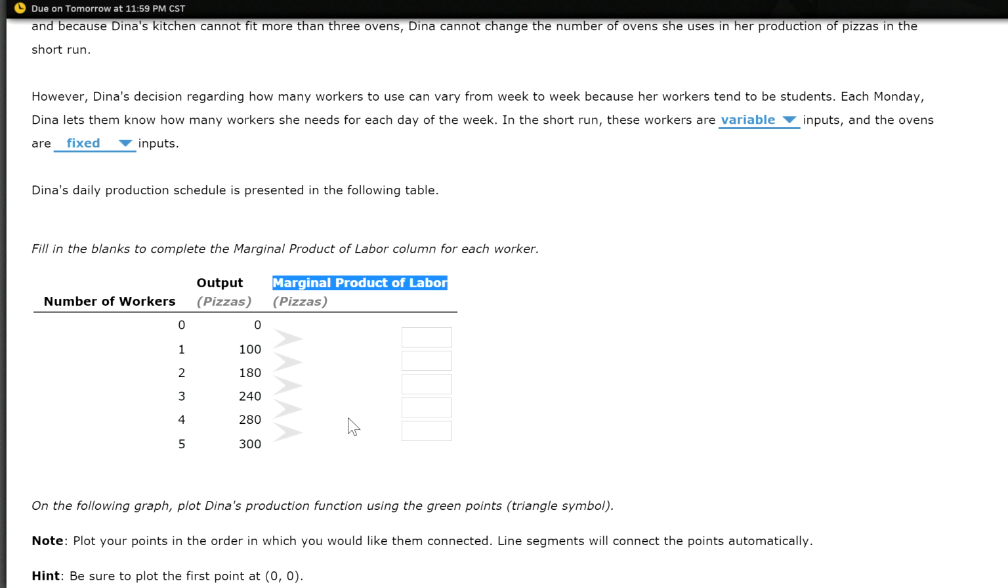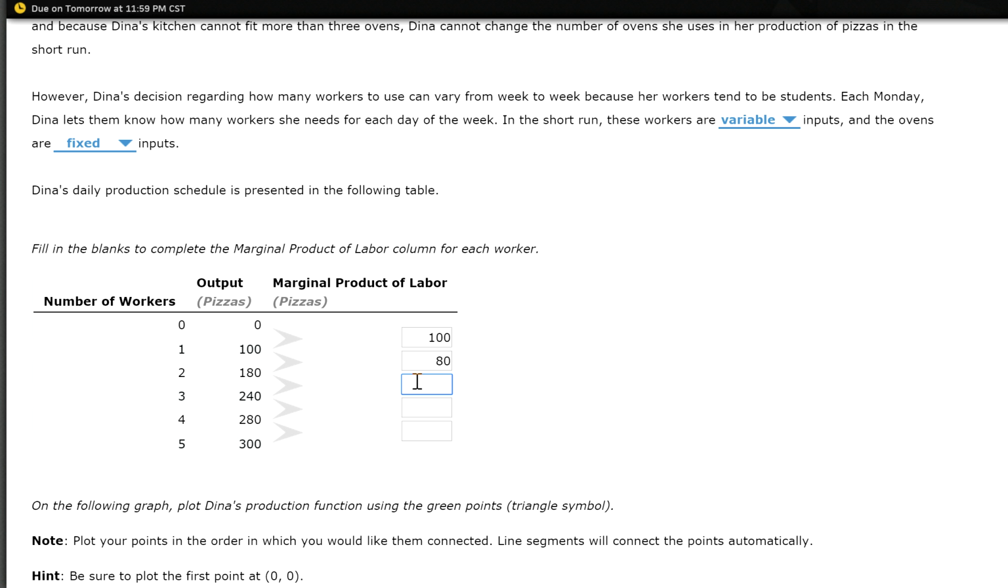Now, what they're asking is, for every extra worker you hire, how many new pizzas can you produce? So if you compare between 0 workers and 1 worker, when you go from 0 to 1, our total production increased by 100. So for the first worker, your marginal product, so how much extra output you have, is going to be 100 pizzas. Now for the second worker, from 1 to 2, your number of pizzas increased from 100 to 180, so our production increased by 80, so that's your second output.